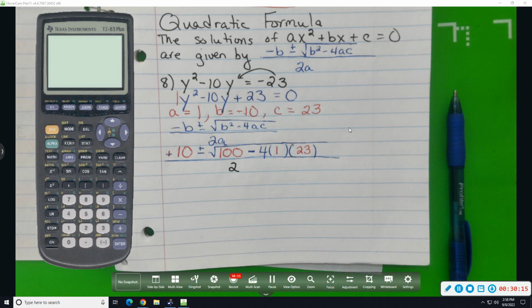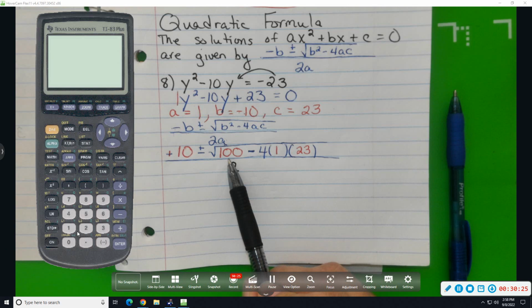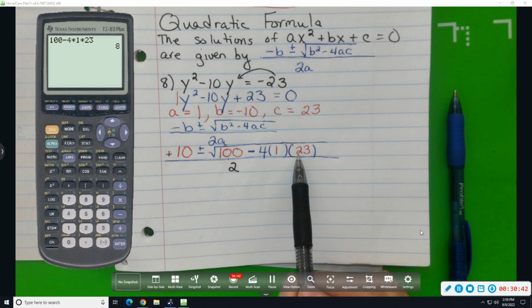Now, we're going to simplify the stuff under the square root. You have the calculator there, Tim. Why don't you just plug it in? 100 minus 4 times 1 times 23. That's 100 minus 92. Sure enough, it gives us a positive 8.